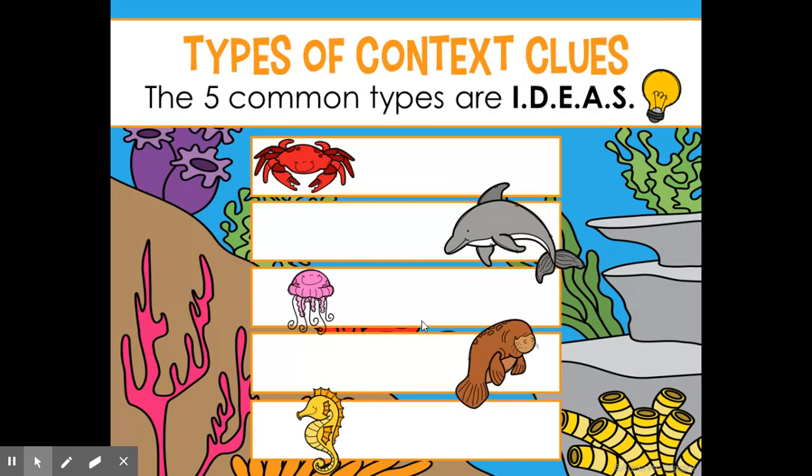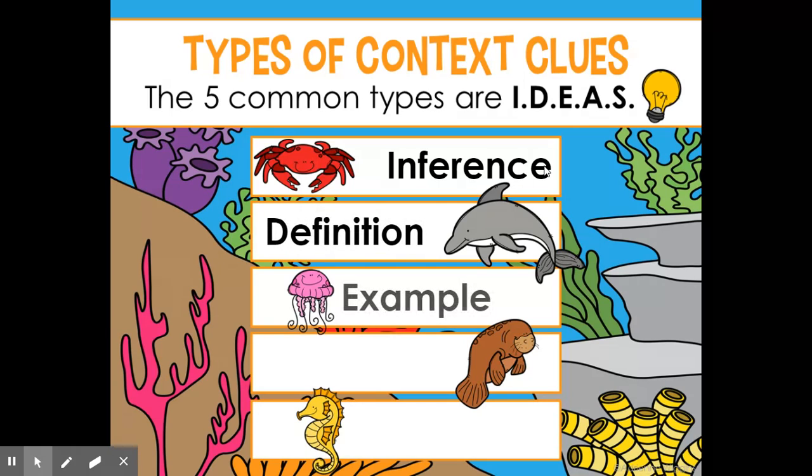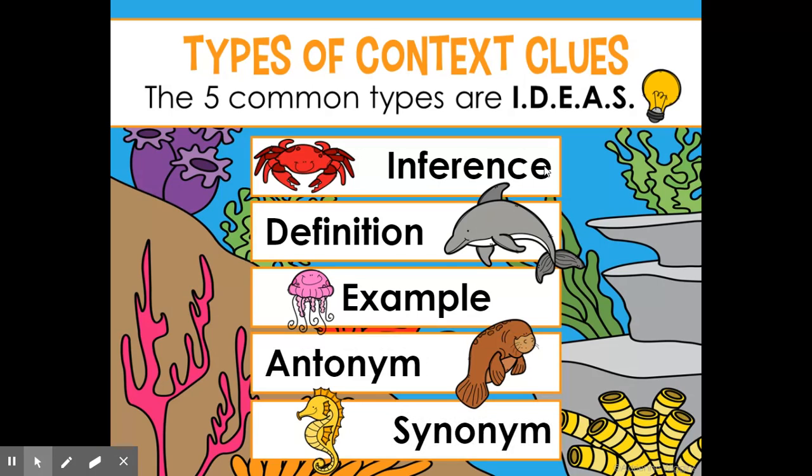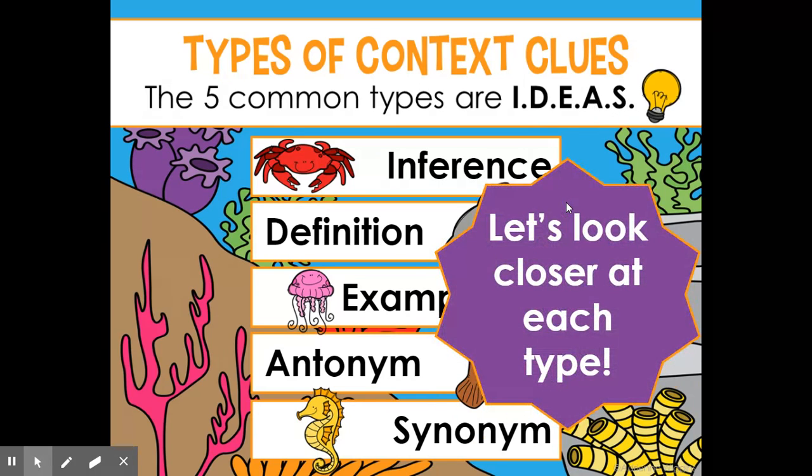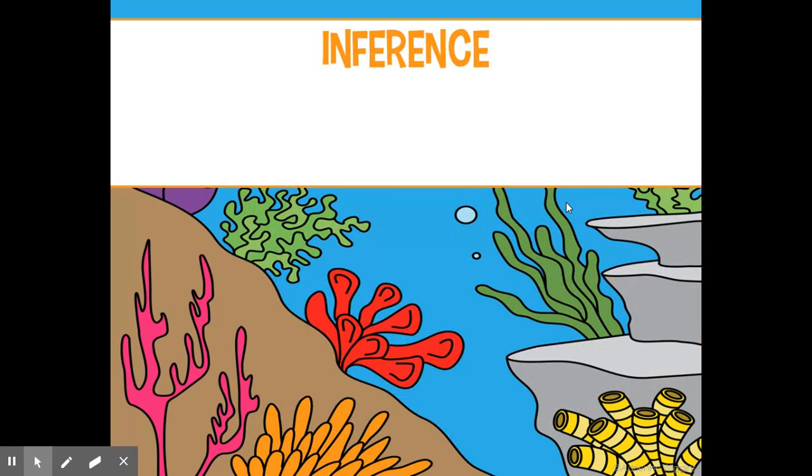The five common types are IDEAS. The I stands for inference, the D stands for definition, the E stands for example, the A stands for antonym, and the S stands for synonym. So, to help you remember the different types of context clues, think about IDEAS: I, inference; D, definition; E, example; A, antonym; and S is for synonym. All right, so let's take a closer look at each type.